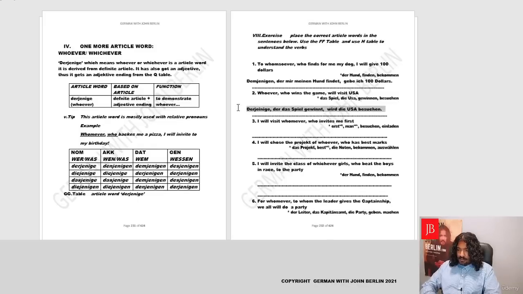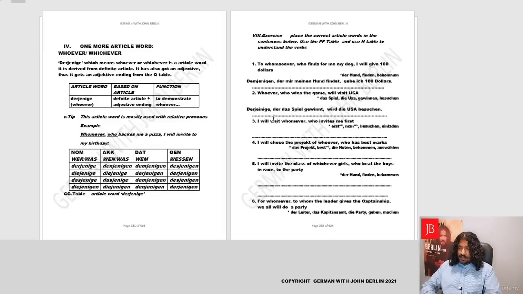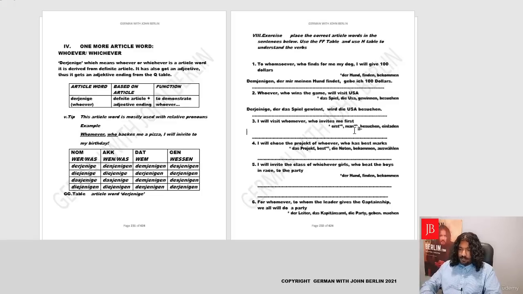Okay, so I could make it bigger if you want. Hope you can see it. Or is it all right? Derjenige, der das Spiel gewinnt, wird die USA besuchen. Whoever wins the game will visit the USA. I will visit whomever invites me first. Okay, that is Santa Claus speaking. So I will visit whomever.